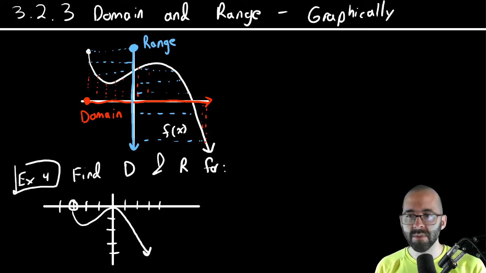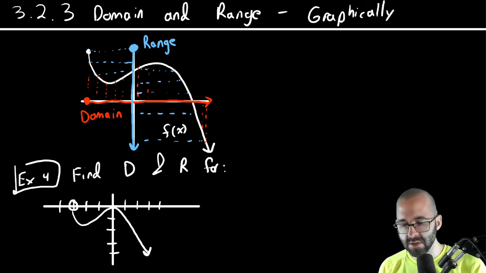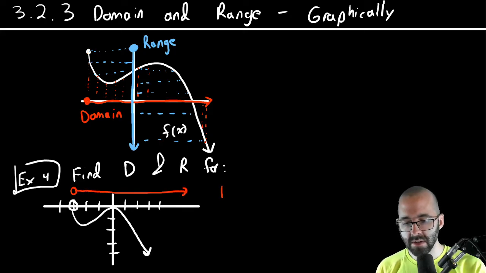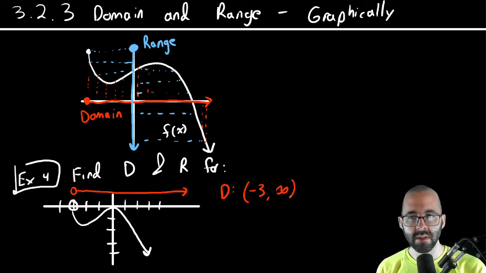So for the domain, let's look at all the x values. Drag everything to the x-axis and see what we have. If we do that, note that this is the furthest to the left we get. It's an open circle. It's not included, but we can go as far to the right as we want. Our domain starts at -3 and goes all the way to infinity. -3 is not included. Infinity is never included. This is what it looks like in interval notation.